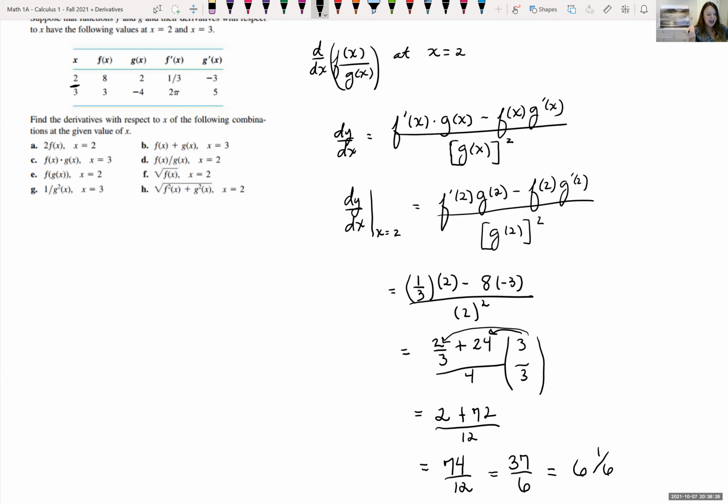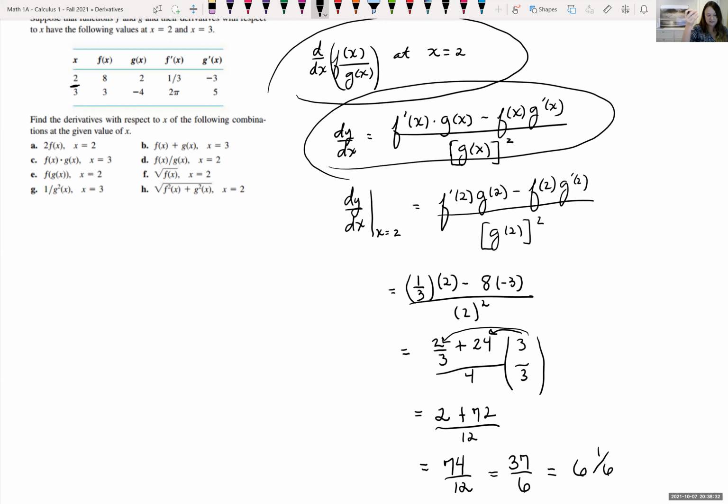So right there, that shows me you can know how to take the derivative of the quotient, the quotient rule, and then understand your function notation. So you should be able to do that with any of these types of problems, A through H.